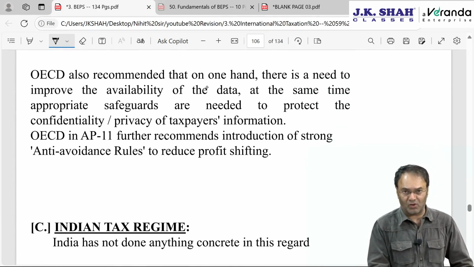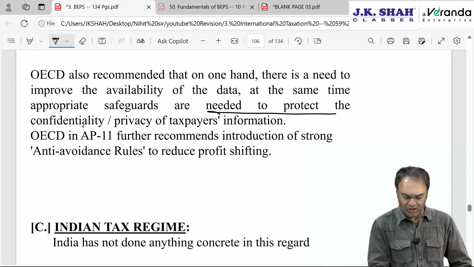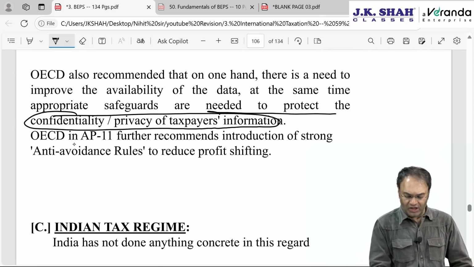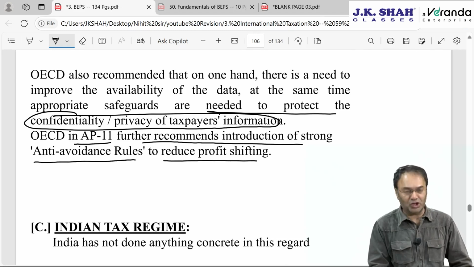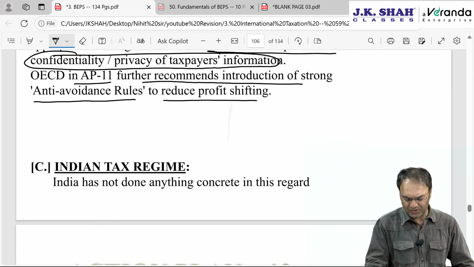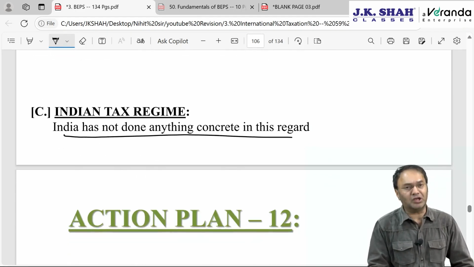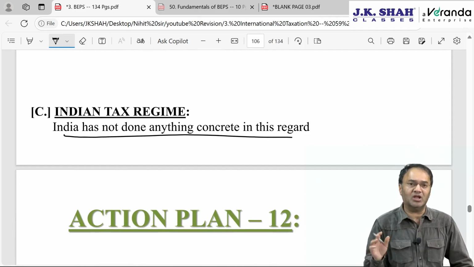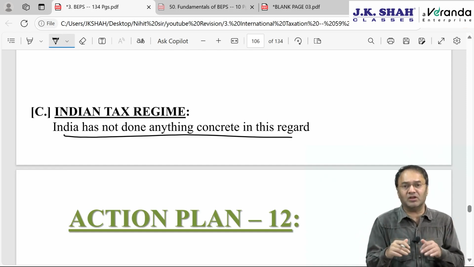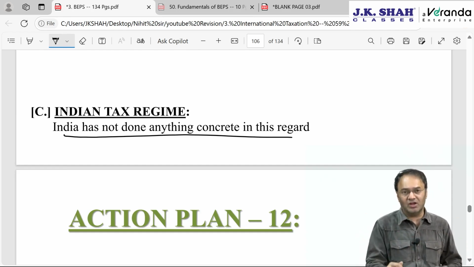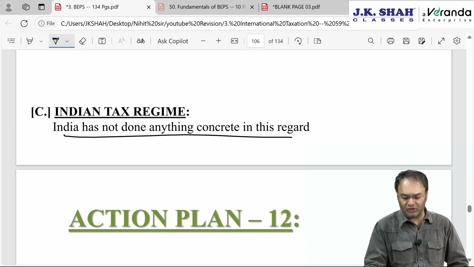OECD also recommended on one hand that data sharing should be there, but at the same time, it is needed to protect the confidentiality and privacy of the taxpayer. Action Plan 11 further recommends introduction of strong anti-avoidance rules to reduce profit shifting. That is okay. India has done nothing concrete in this regard because India need not do anything. Our data analysis is extremely powerful. In fact, other countries are purchasing software from us. They place contracts with us to develop software. India is kind of number one. India is a software hub for the world.